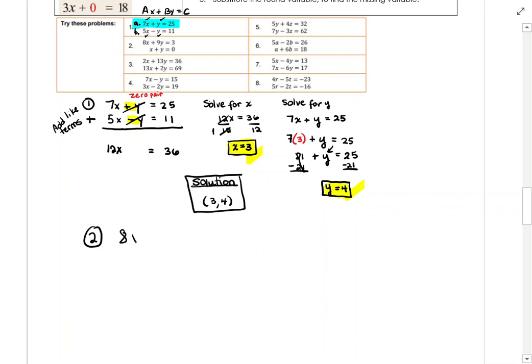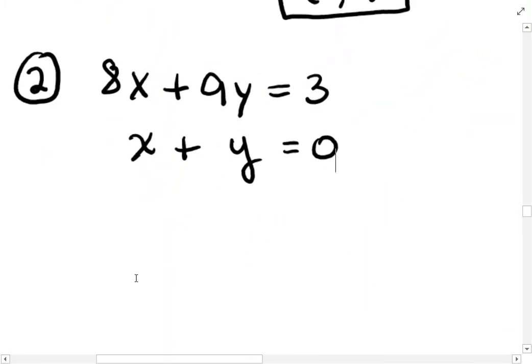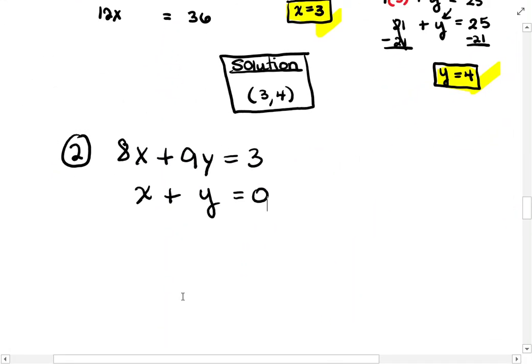All right, so we have 8x plus 9y equals 3, and x plus y equals 0. All right, so now let's go to the thing. Are both of these equations in standard form? Yes, they are. Here is your ax, here is your by, and there is your c, which is the constant, okay?